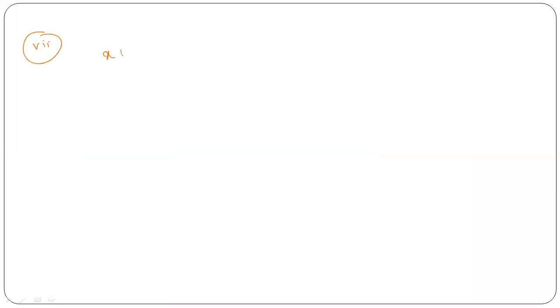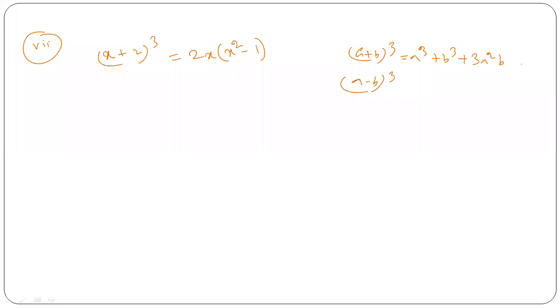(x + 2)³ = 2x(x² − 1). Now the cube formula. What is the cube formula? (a + b) whole cube. Tell me. x³ + y³ + 3xy(x + y). Suppose in terms of a, it will be a³ + b³ + 3a²b + 3ab².